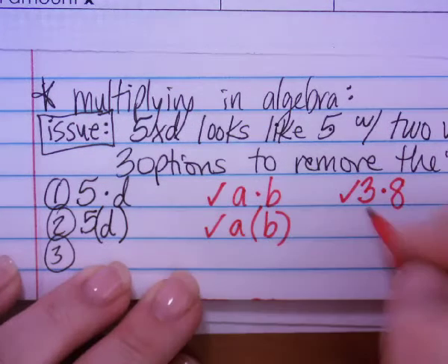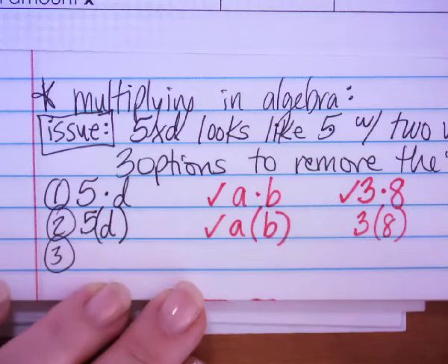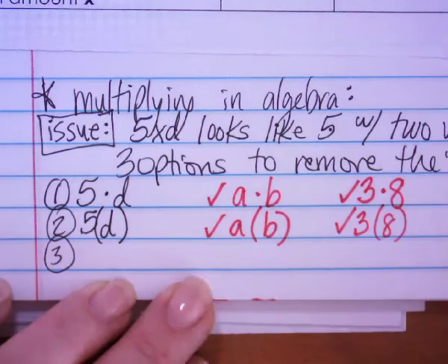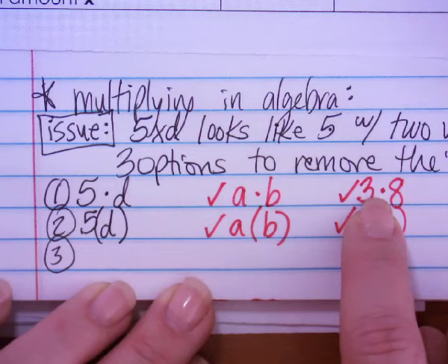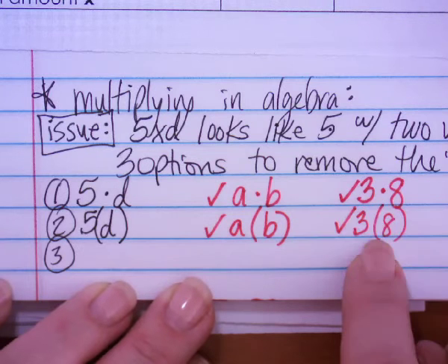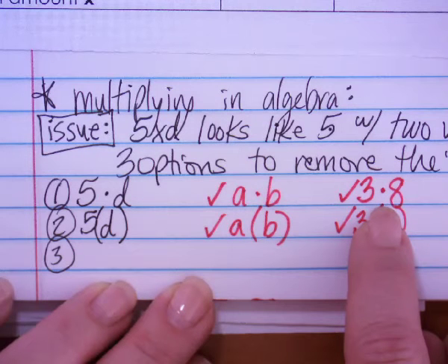What about 3 parentheses 8? Does that say 3 times 8? Yes, it does. And really, this parentheses is a better way to write it than the dot when you have 2 numbers. There's just less confusion, because if you put that decimal just a smidge lower, it looks like 3.8. You know what I'm saying?